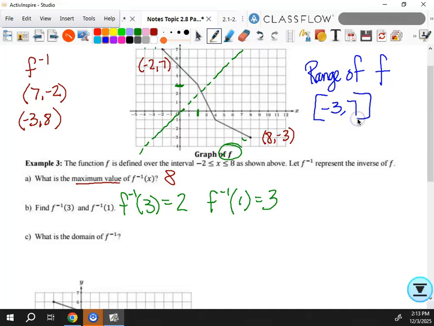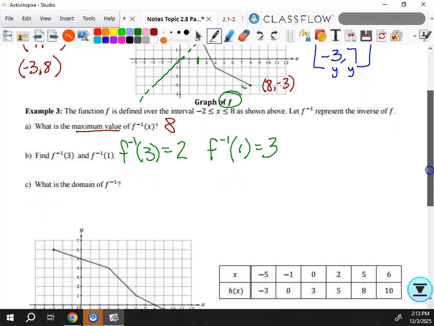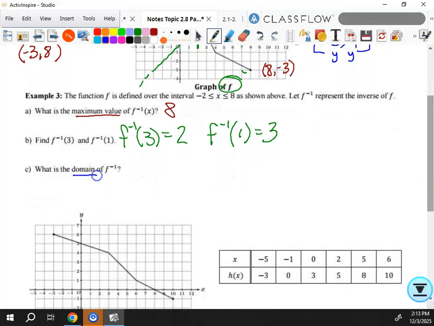Now, here's what we're not doing. We're not switching that negative 3 and 7 because this is a y value and this is a y value, right? So since that's y, what it changes to is x, but in that exact same order, and the domain of this is negative 3, 7. Okay. What questions do we have? Anything? We good? Okie dokie.